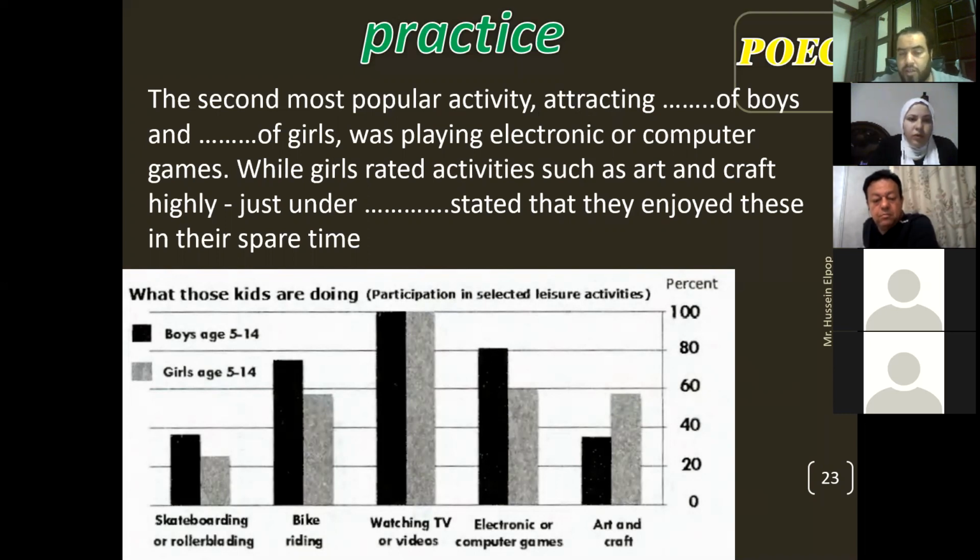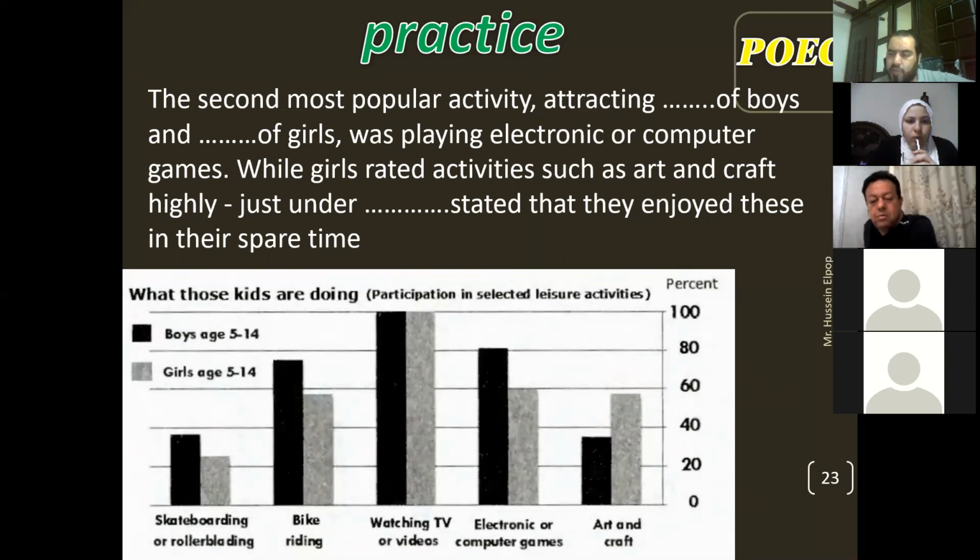Now read the paragraph and look at the bar graph, the bar chart, and try to complete the paragraph. The picture is not clear. I can't see the names of activities down. Is it electronic or computer games? I'm not looking at the names of games. I'm looking at the percent.